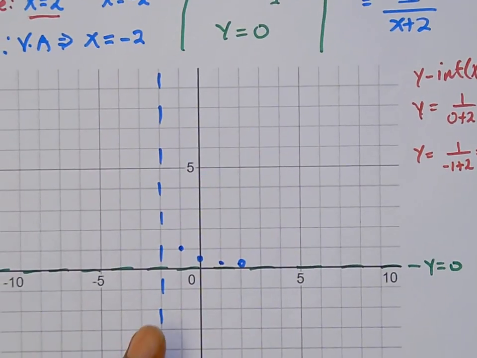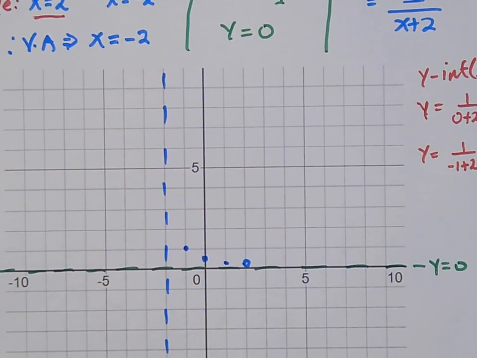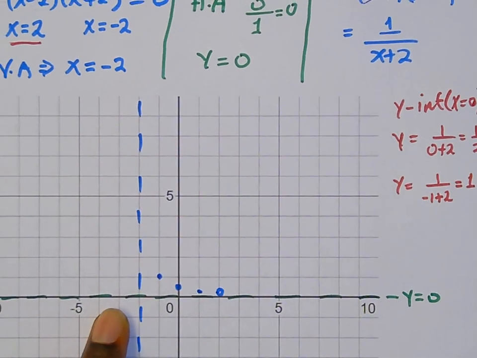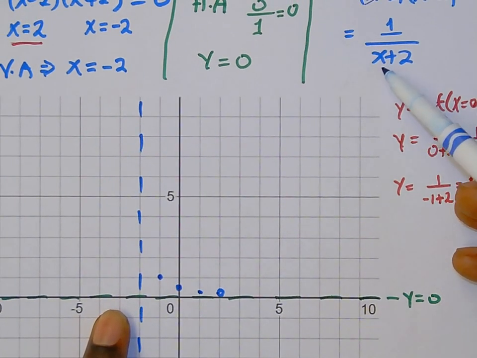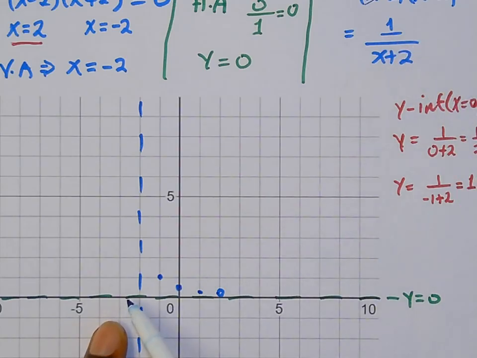Now for the left-hand side, let's plug in some numbers. Let's assume I plug in -3. If x equals -3, that would be 1 divided by -3 plus 2, which becomes -1. So this one becomes negative. So if x equals -3, y equals -1. So that is going to be here.